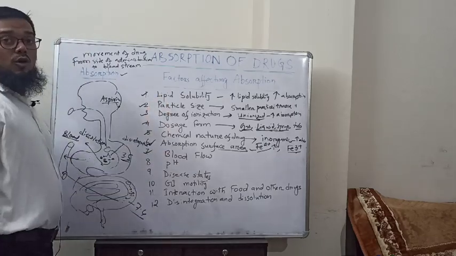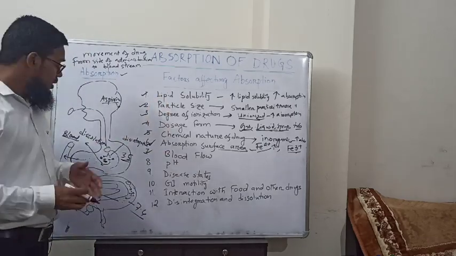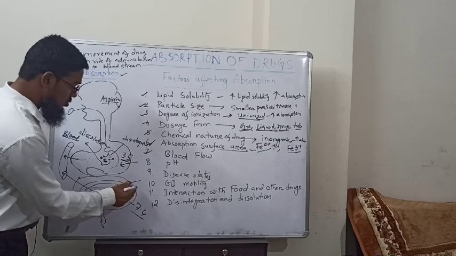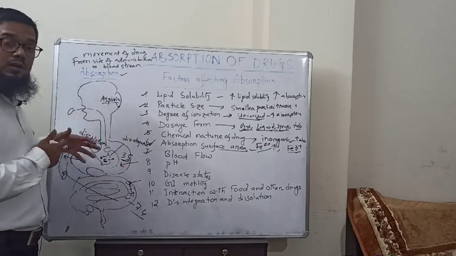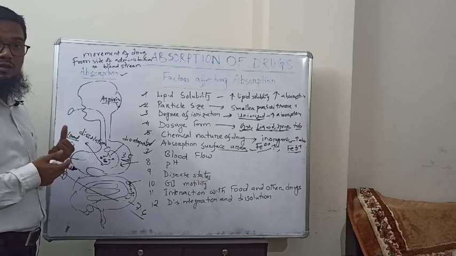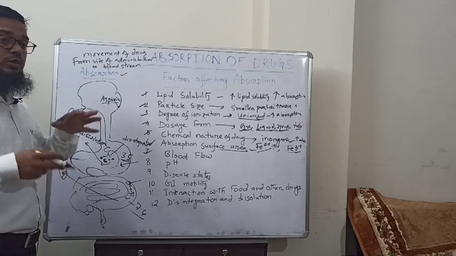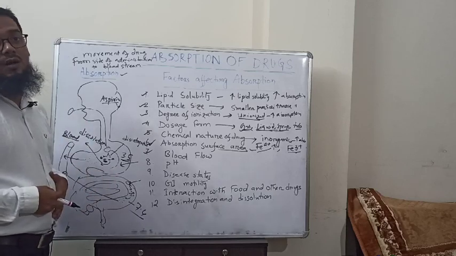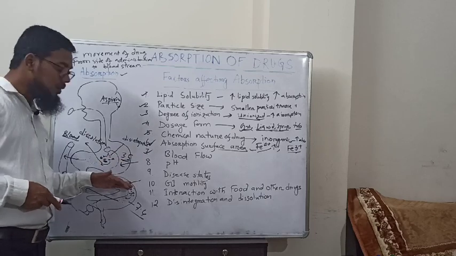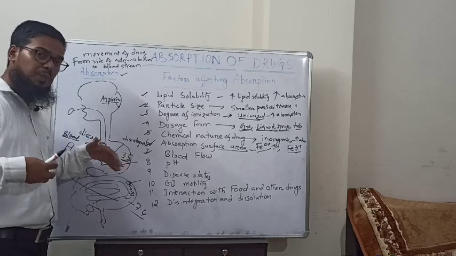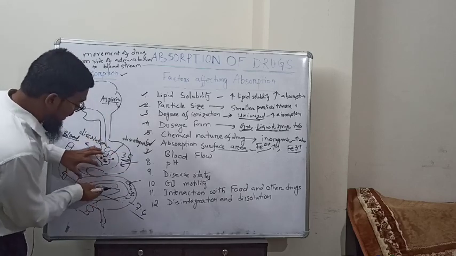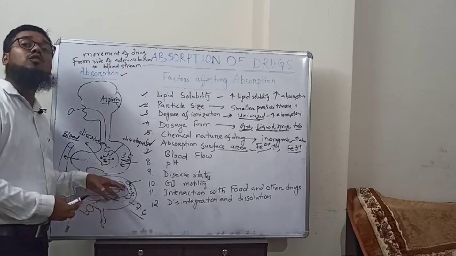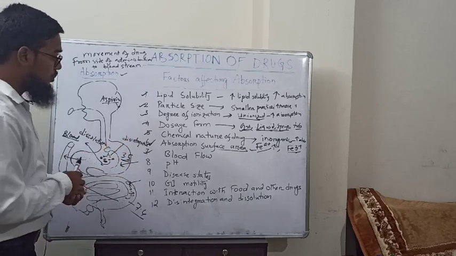Next is blood flow, the blood flow to a particular region. For example, when the blood flow in our stomach or small intestine is more, then more absorption will take place. So if we take a drug and keep in the resting condition, then more blood circulation takes place in our stomach and intestine, because of the parasympathetic action of the autonomic nervous system. During rest, more blood circulation takes place in the stomach or intestine, and at that time more absorption will take place. That is the blood flow.